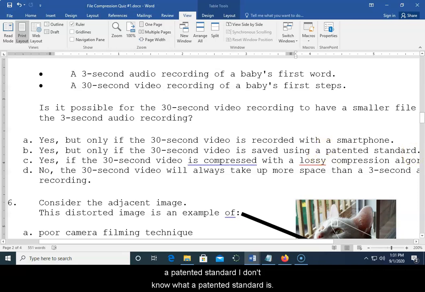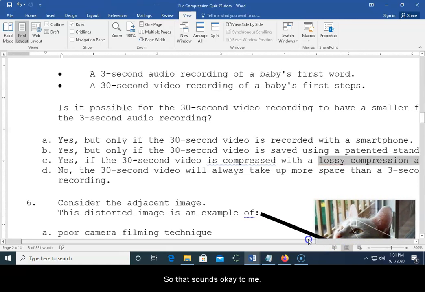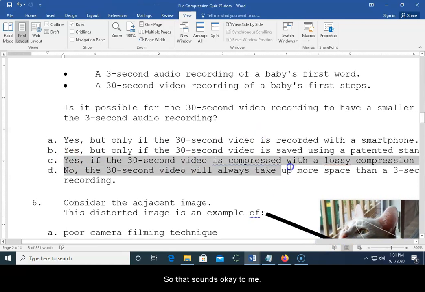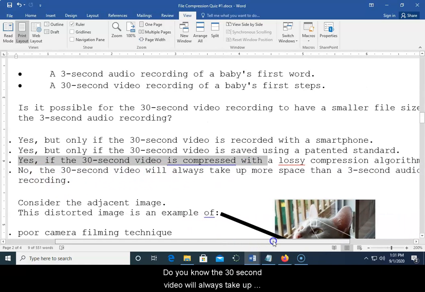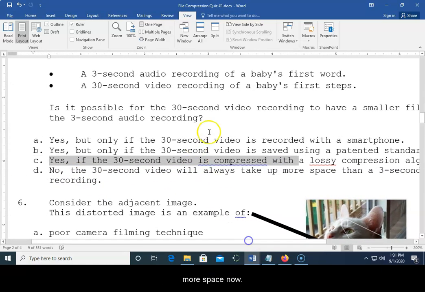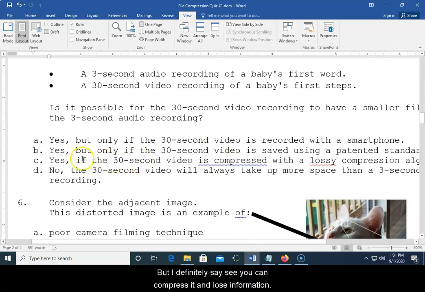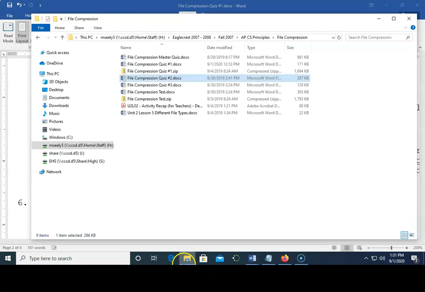Yeah, I don't know what a patented standard is. C, yes, if the 30-second video is compressed with a lossy compression algorithm. So that sounds okay to me. D, no, the 30-second video will always take up more space. Now, I definitely would say C, you can compress it and lose information.